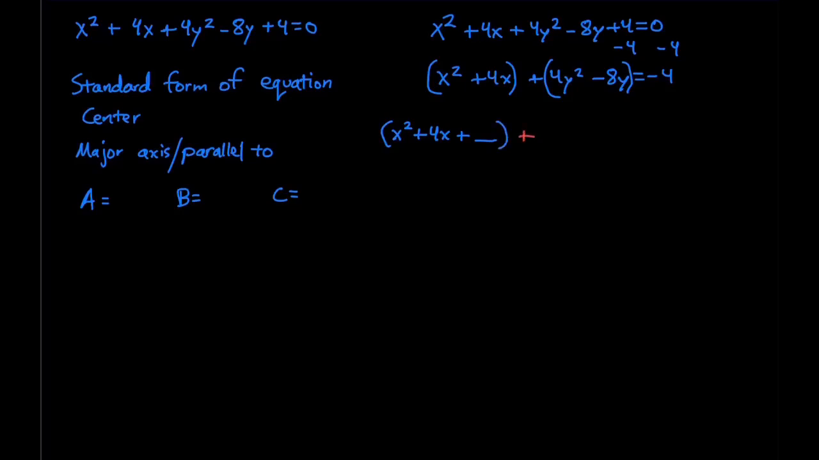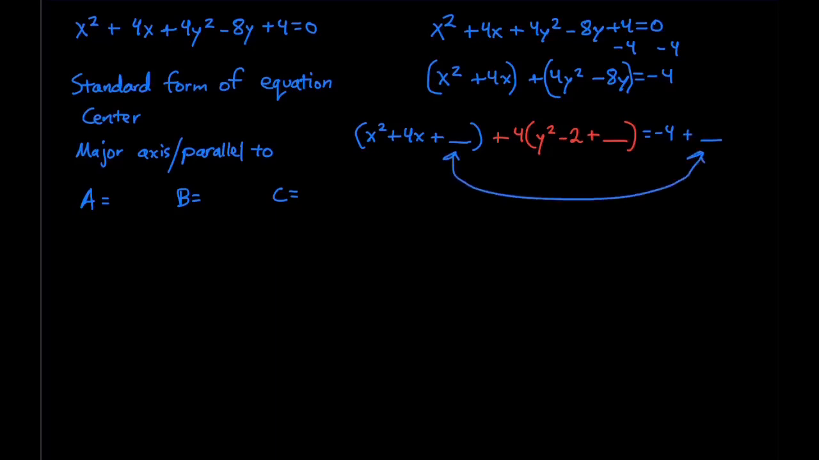Here for y, you'll factor out the GCF, the 4 there, and if you take that out, what's left is y squared minus 2y, and then go ahead and put a plus blank here to prepare to complete the square. On the other side, this is still negative 4, but here we introduced a plus blank on the left side, so we have to do that on the right side as well. So I'll put a plus blank that corresponds to that plus blank.